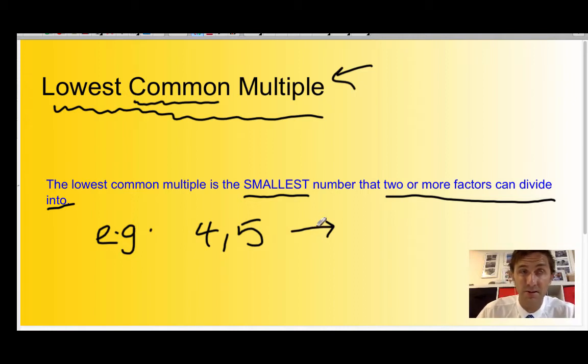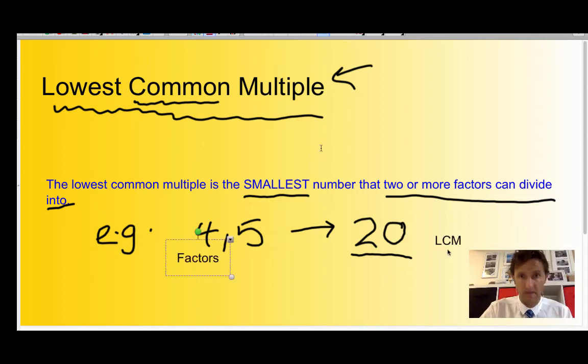Is it 10? No, because 4 can't divide into 10. Is it 15? Well, that's good for 5, but 4 can't divide into 15. It's 20, right? 4 goes evenly into 20, and 5 goes evenly into 20. And 20 is the lowest number that they can both divide into. Here's your lowest common multiple over here, and here's your factors, 4 and 5.